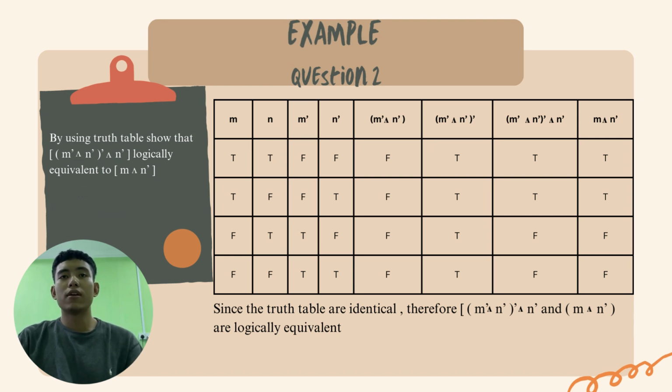So we can see here on the table that the second last one and the last one are the same. Since the truth tables are identical, therefore the negation expression and M and negation of N are logically equivalent.